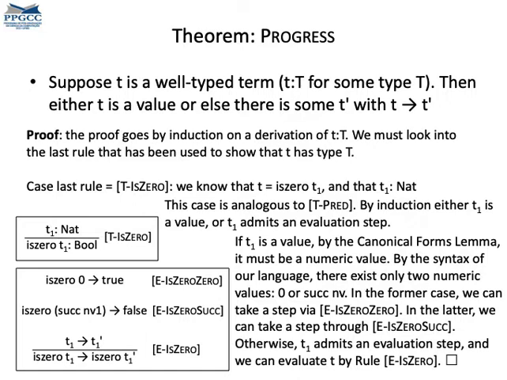The case when the last typing rule is T-IsZero is similar. The proof is written in the figure and you can read it. There are three possible ways to evolve this term, and you need to show that at least one of them applies to evaluate a term like iszero T1.